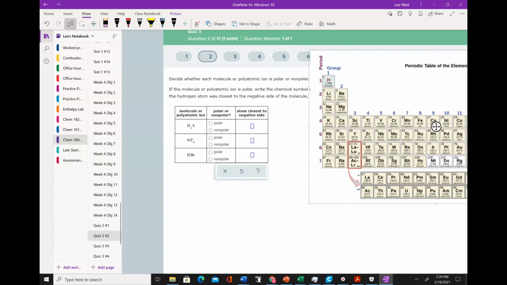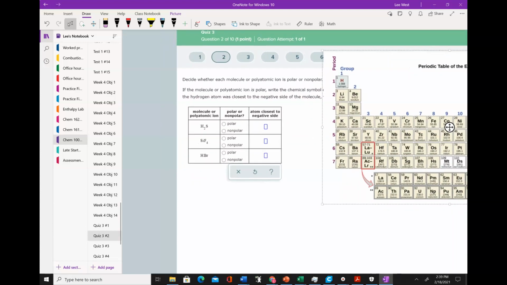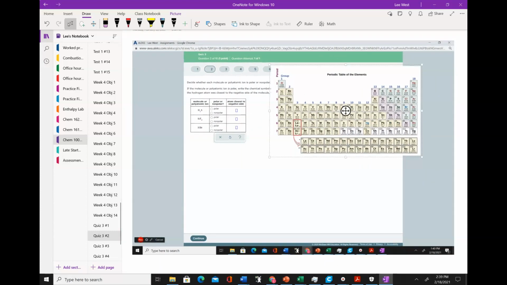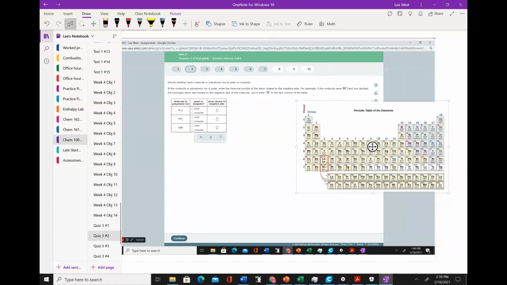If the molecule or polyatomic ion is polar, write the chemical symbol of the atom that's closest to the negative side. So that's pretty easy. So we'll draw the Lewis structure of each molecule, and then from there we'll decide if it's polar or non-polar. Alright, so let's get going with the Lewis structure.